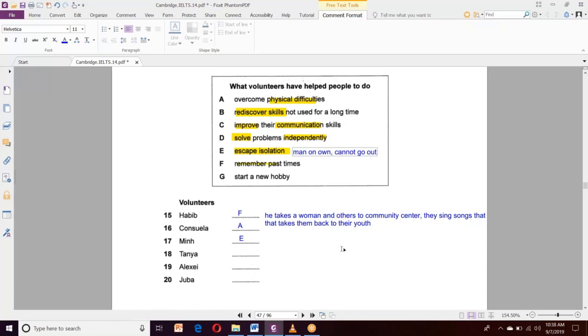Right? The man is on his own, he cannot go out. That's the synonym for talking about escaping isolation. Get in the habit of being able to recognize what the synonym language is. Write it down so you can get in that habit, because with this kind of question, that's what they're doing over and over and over again. All right, number 18.